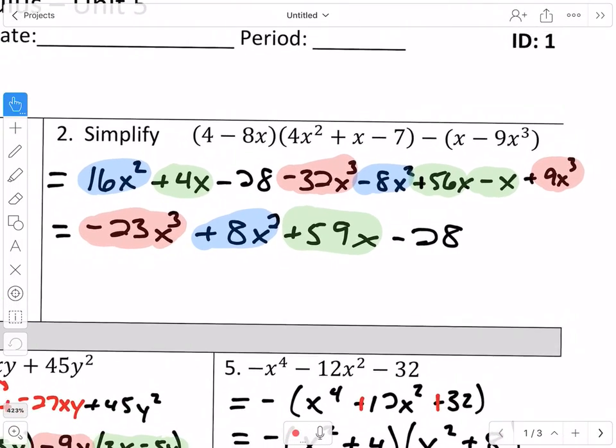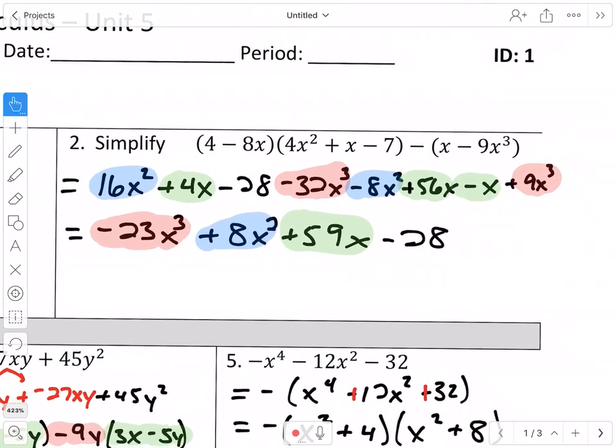Number 2, we are supposed to simplify. So we have a binomial times a trinomial, and we're subtracting from that a binomial. So we have to use the distributive property and multiply 4 times 4x squared. It gives us 16x squared. 4 times a plus x is a plus 4x. Minus 8x times a minus 7 is a plus 56x.